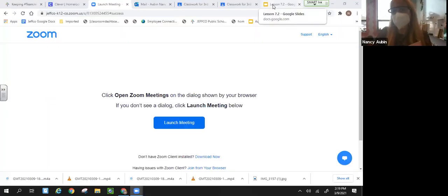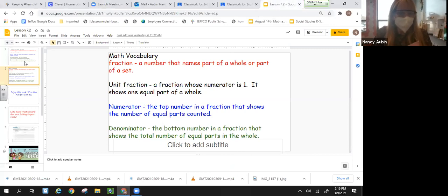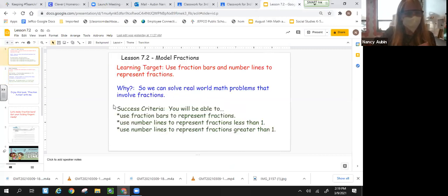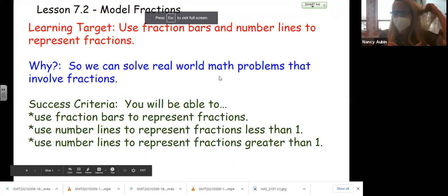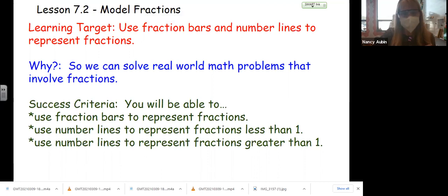Welcome everyone. We're going to continue our work with fractions. So we're going to start right away. Let's go ahead and read our learning target. Today we're going to, like I said, continue our work with fractions, but we're going to use fraction bars and number lines today to represent fractions.